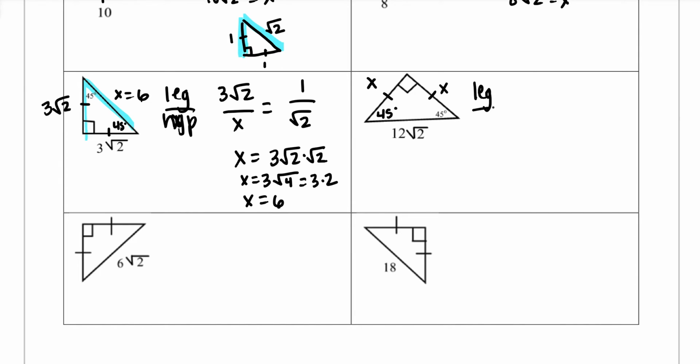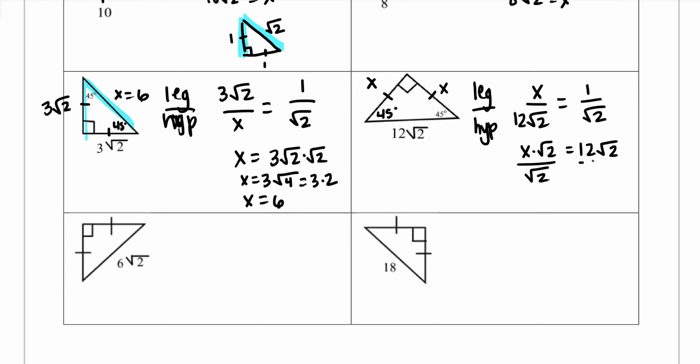We'll still be able to use leg over hypotenuse because those are the sides that we know. But this time my leg is x, and the hypotenuse given to me is 12 root 2. The leg of my original triangle was 1, and the hypotenuse of it was root 2. We'll cross multiply. We get x times root 2 equals 12 root 2. So now to get x by itself, we just have to divide by root 2 on both sides. And when we do that, that becomes x, and this root 2 over root 2 also cancels each other into 1 and becomes 12. So our x value, or our legs, in both of these sides of these triangles is 12.